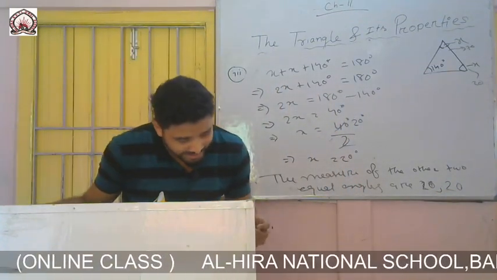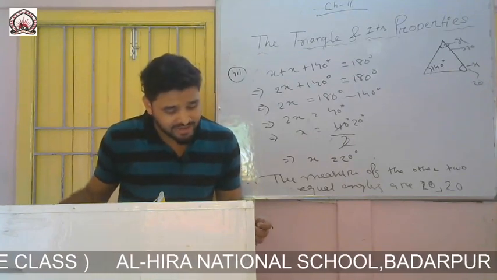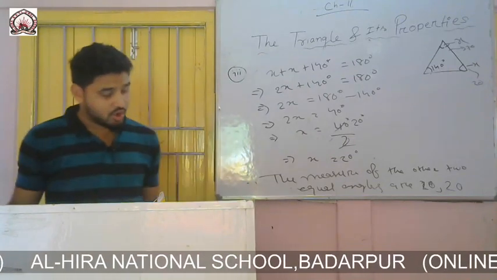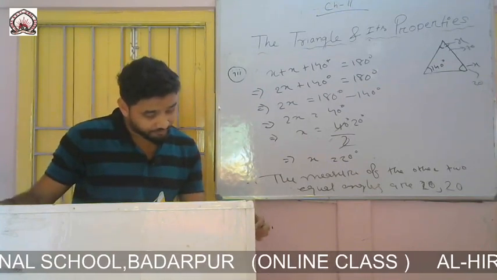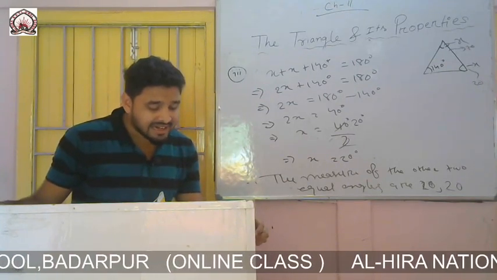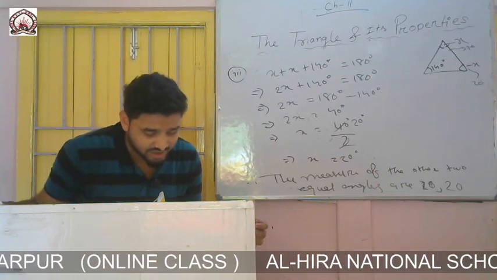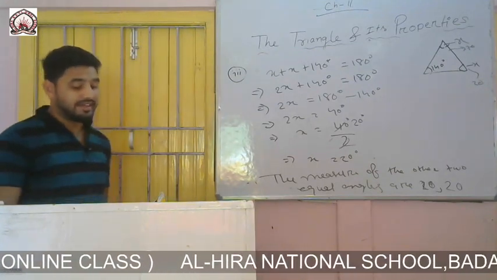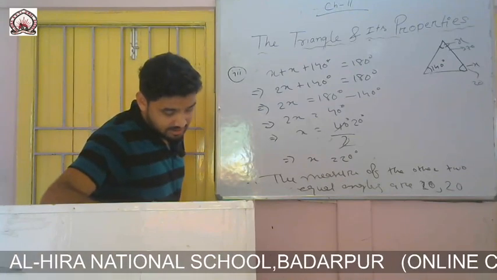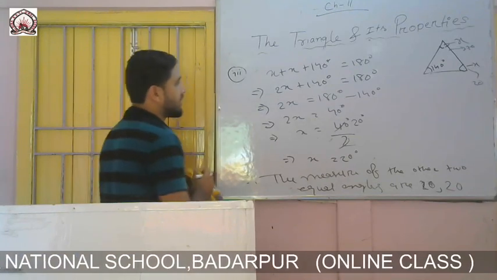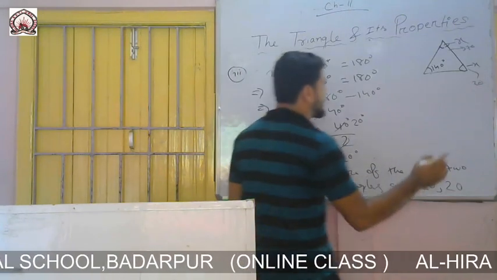So now come to the next question. One angle is twice the smallest angle, and another angle is 3 times the smallest angle. That means the question said that one angle is twice the smallest angle.